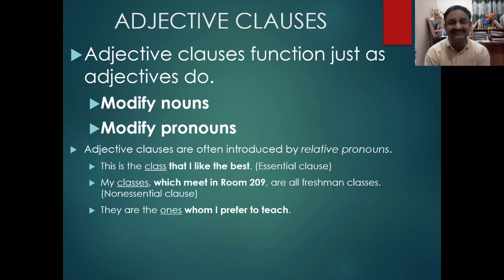Now in this next sentence, my classes which meet in room number 209 are all freshman classes. That means they are all freshers' classes. So it is a non-essential clause. Similarly, they are the ones whom I prefer to teach. They are the ones means the recipients. They are the ones whom I prefer to teach. So it comes under the adjective clauses.